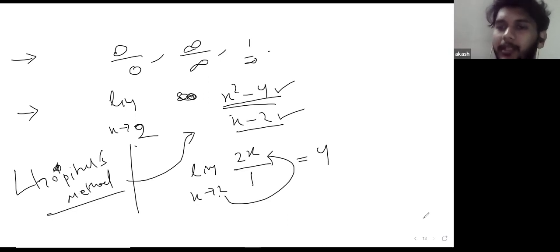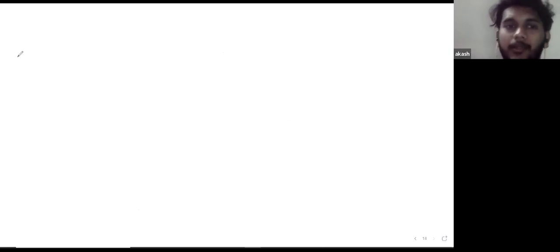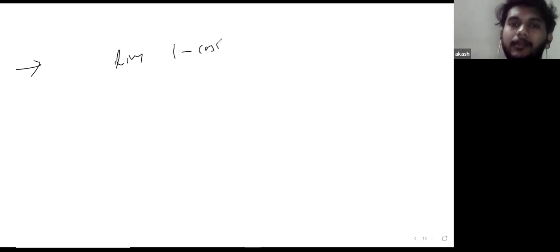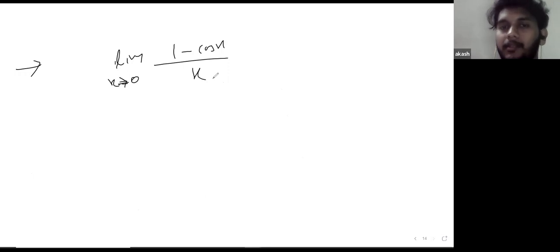Do you have any question in your mind? Okay, take any question from NCERT. Let's suppose, let me give you a lengthy question. 1 minus cos x by x, with x tending to 0. If you put x equals to 0 here, cos 0 is 1, 1 minus 1, 0 upon 0.